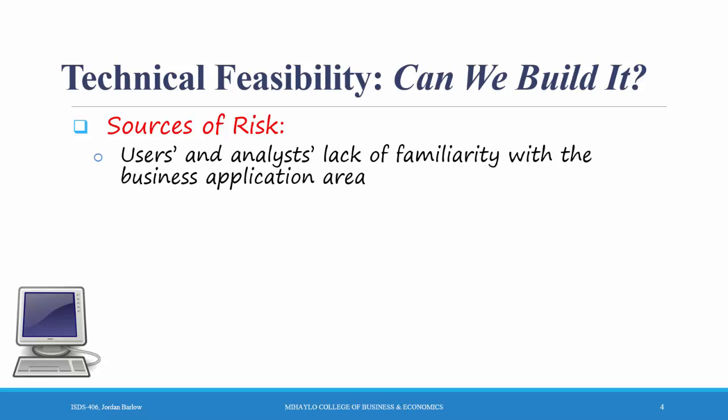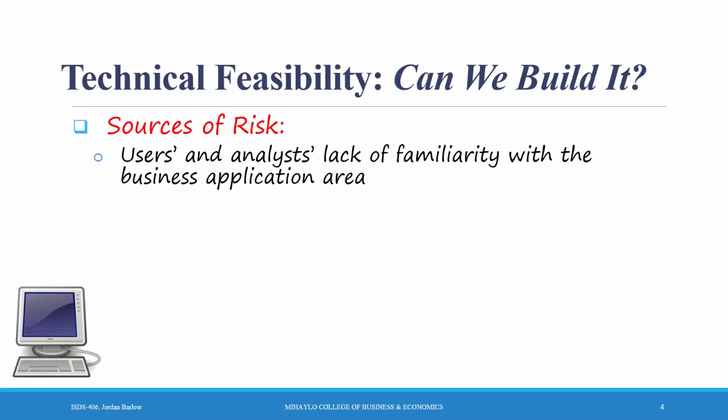For example, if an organization needs a sales management system, and the systems analysts and programmers have never worked in sales, there's a source of risk because the technical staff may not understand some of the key needs of the system. Obviously, one way to mitigate this kind of risk is to have the technical staff interact on a regular basis with the sales staff as they are implementing the project.